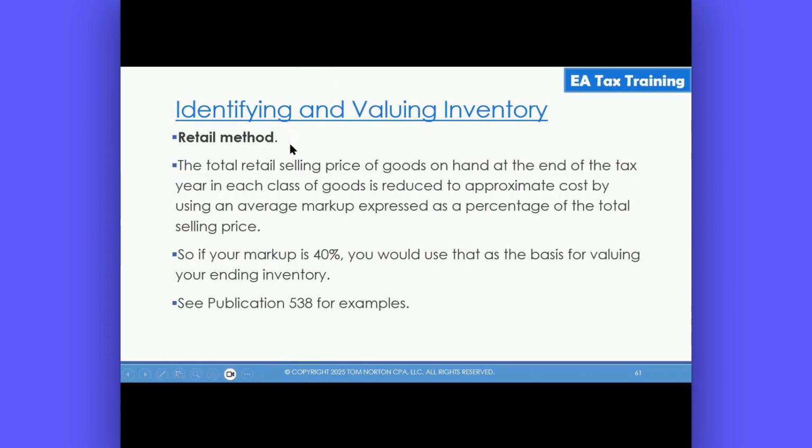And our last method is the retail method. Here, the total retail selling price of goods on hand at the end of the year in each class of goods, so you go class by class, is reduced to approximate the cost by using an average markup expressed as a percentage of the total selling price. So if your markup is 40%, you would use that as the basis for valuing your ending inventory. So if you know, okay, we've got this much at this retail price, we know our average markup is 40%, therefore we can compute what our approximate cost is of these products. That is the retail method.